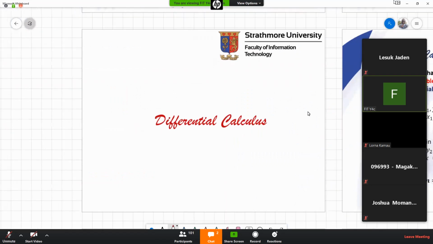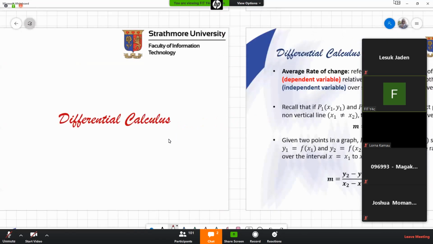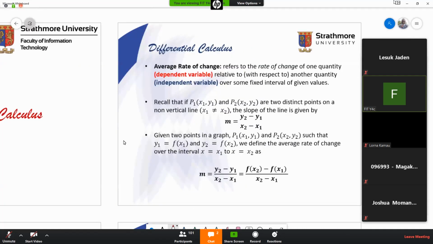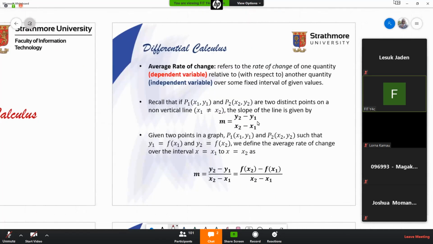The reason why we did limits is that it will lead us here. I don't want you to fill your head so much with the limits. Now I want you to fill your head so much with this one. Differential calculus is the branch of calculus that converts limits into differentials. So the idea here is that we can find the rate of change.